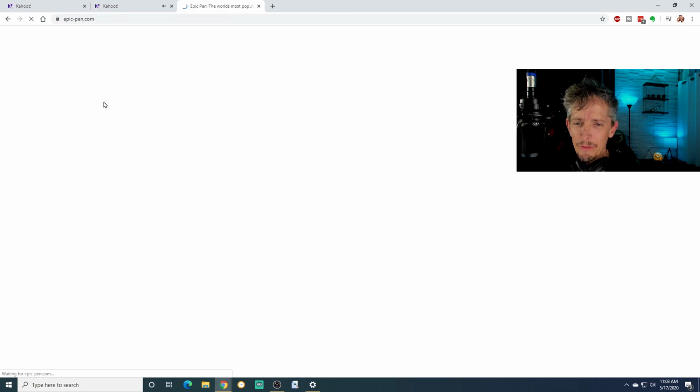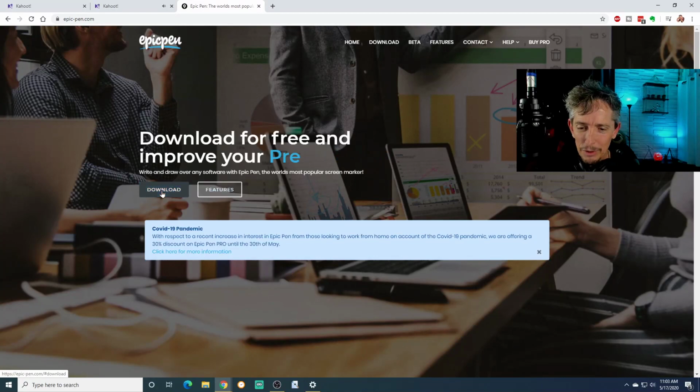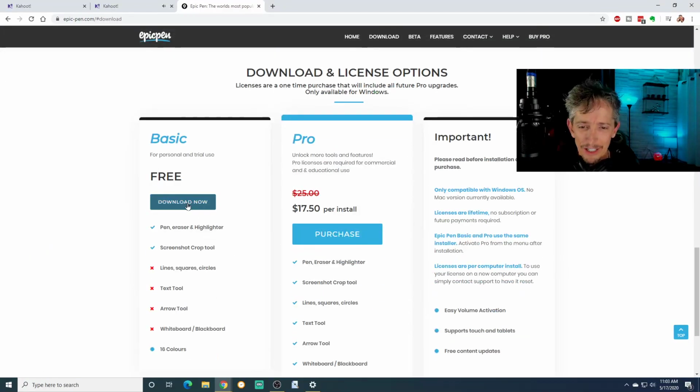So Epic Pen, the world's most popular screen tool, because I just realized I swapped out my computer. I don't have Epic Pen running on this. So I will download it. I have a license for it. I'm going to go for the free one at the moment, just so I don't have to reveal my license code. I'm going to set it up, and that way I can use it just for this live stream.